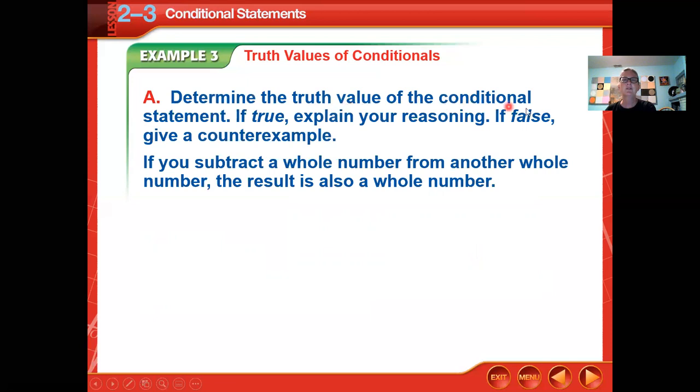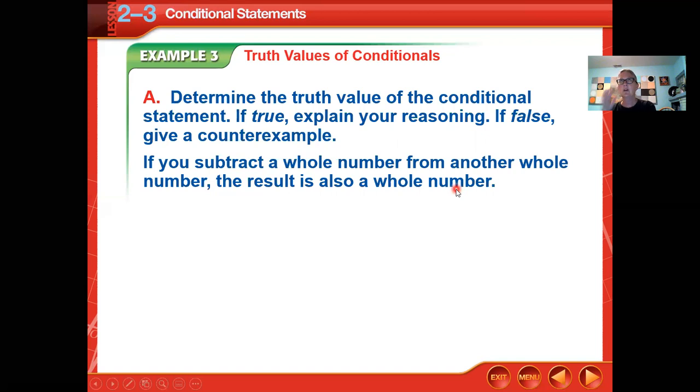Determine the truth value of the conditional statement. If true, explain your reasoning. If false, give a counterexample. Counterexamples are coming back. We learned about those in the previous sections. If you subtract a whole number from another whole number, the result is also a whole number.